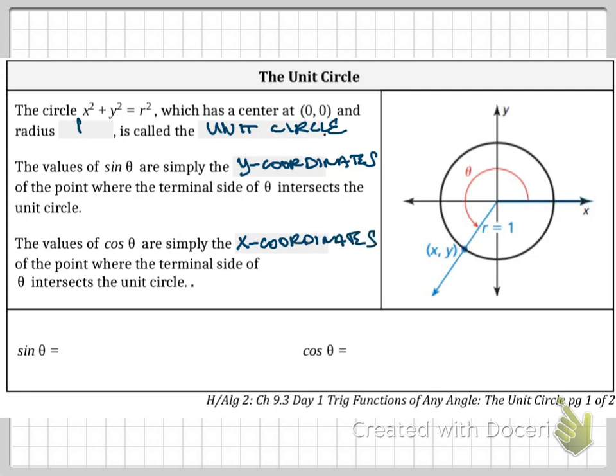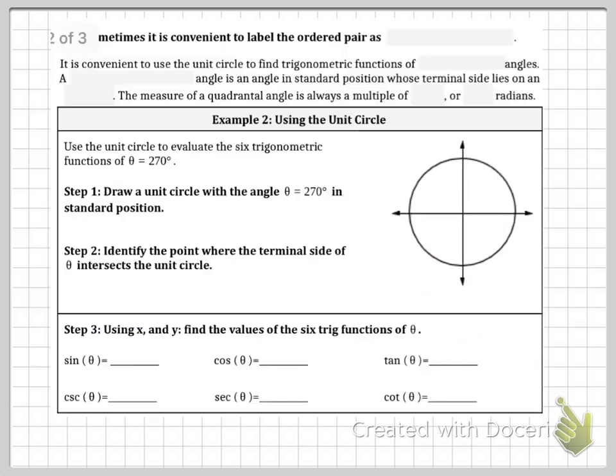If we think about this, when we looked at our ratios before, sine of theta is y over r. We remember that. But if it's a unit circle, then it's y over 1. So therefore, sine of theta is just y on the unit circle. Cosine of theta is x over r, or with the unit circle, x over 1. Therefore, the cosine of theta is just x. In the next slide, we'll go ahead and try this example.